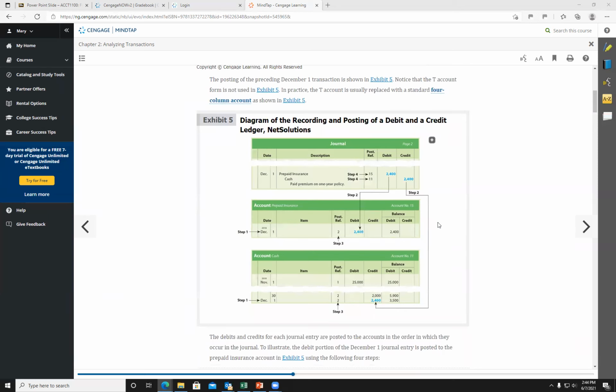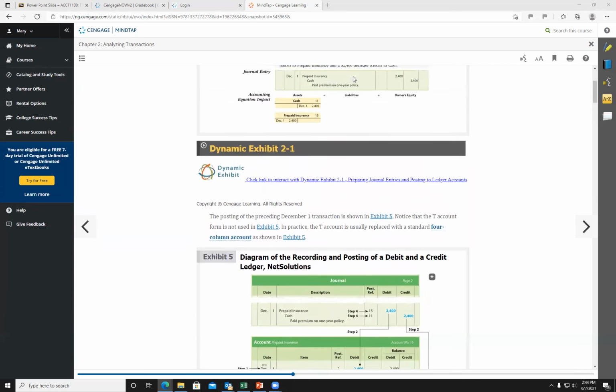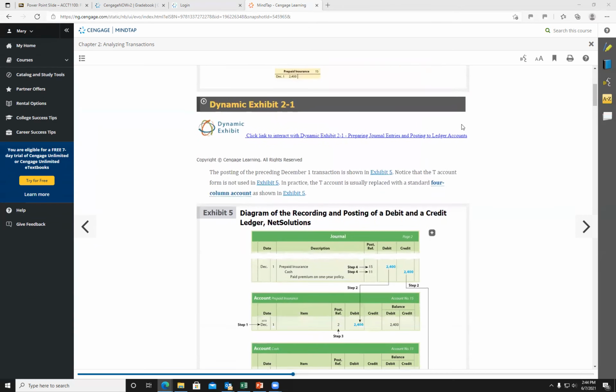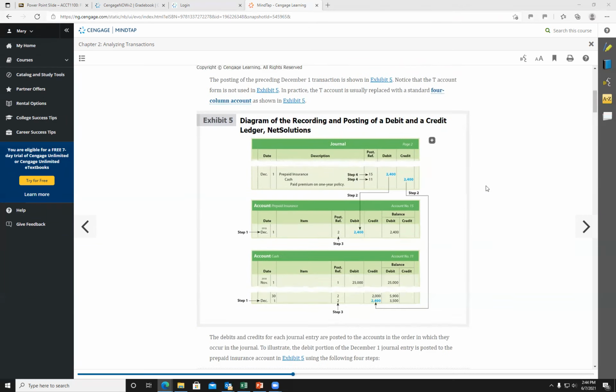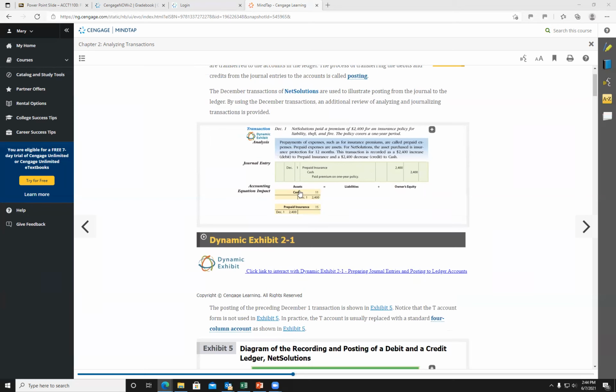Here's some more examples. So the posting of the preceding December 1 transaction, which was shown earlier, right here. Notice that the T account form is not used in Exhibit 5. In practice, the T account is usually replaced with a standard 4-column account. So again, I wanted you to see this up here because there's your T accounts. If you take this over here and transfer it over here, we take the T account and replace it with this 4-column account.